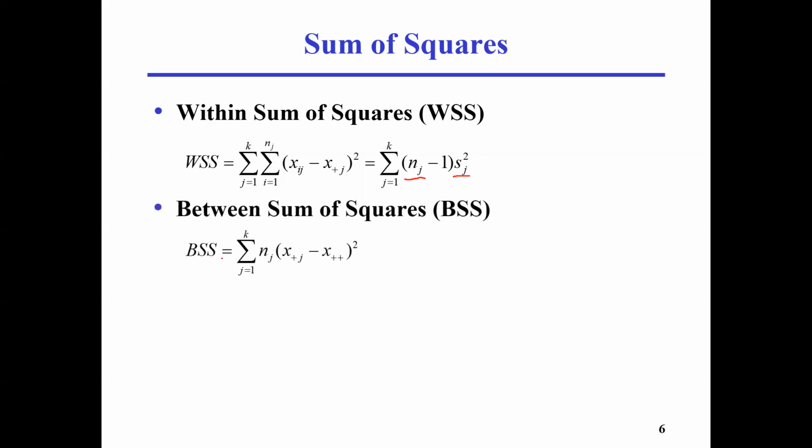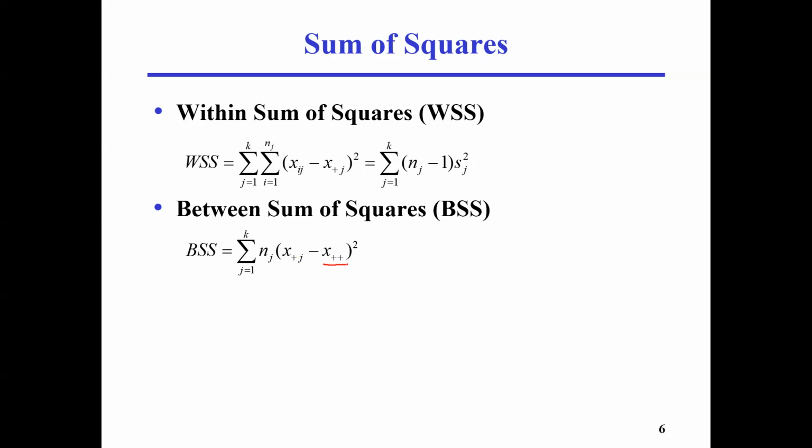On the other hand, the between sum of squares, BSS, is used to address the variation between sample means. Here again, we have Nj, which is the number of observations in a sample. X+j is here for what? For the mean of sample j. Or you can say it's the mean value of a sample. X++ is the overall mean of all samples.